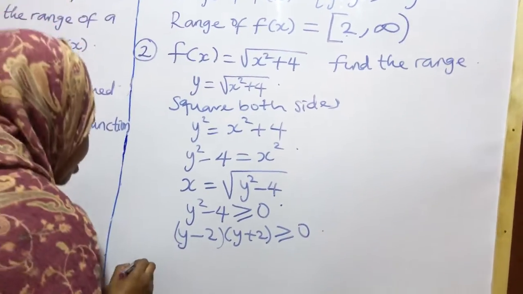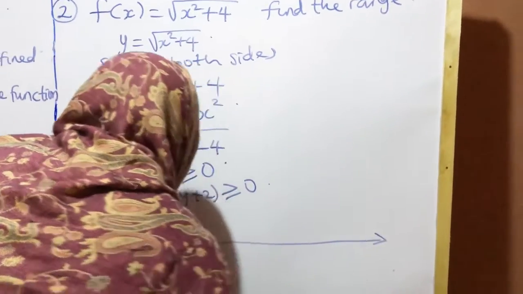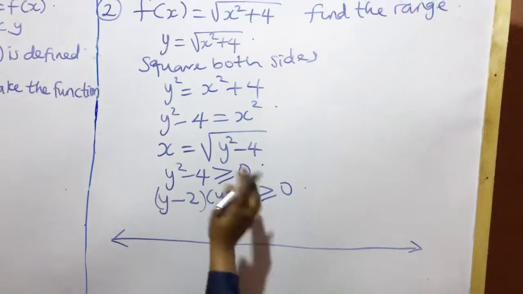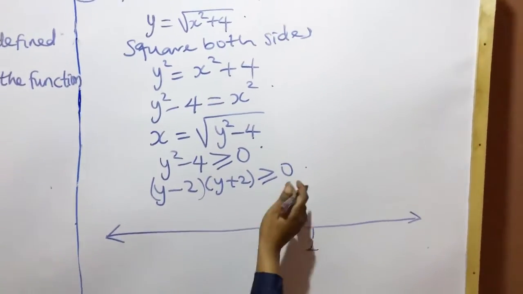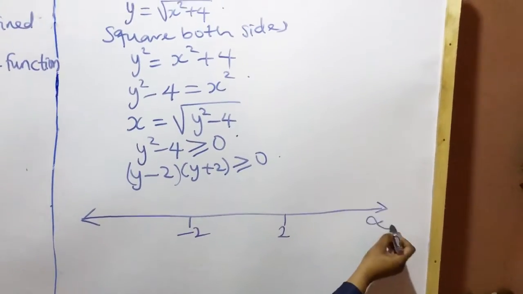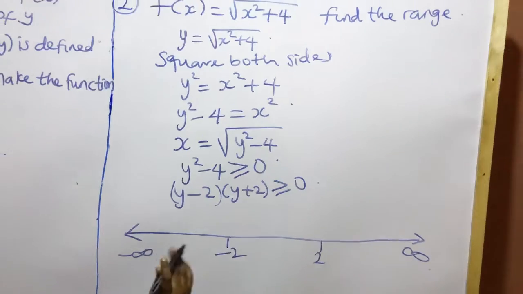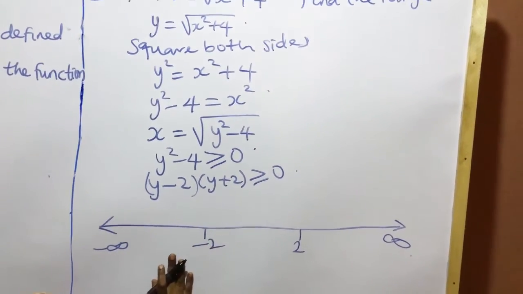So we can represent it on a number line. So this one will give us y is equal to 2, and this one will give us y greater than or equal to minus 2, from negative infinity to positive infinity. So let's see those numbers we can plug in that will make our function valid.